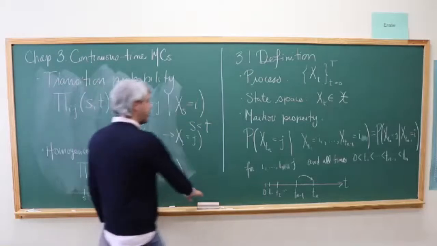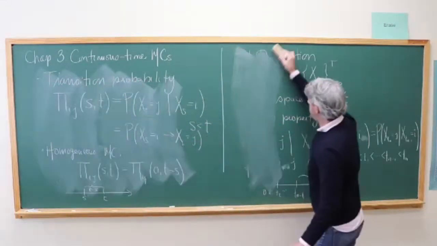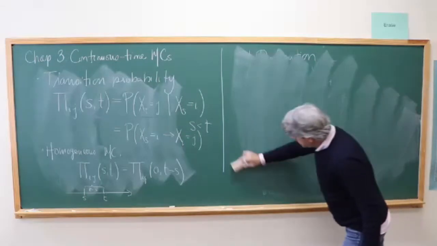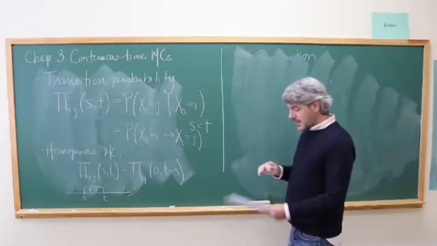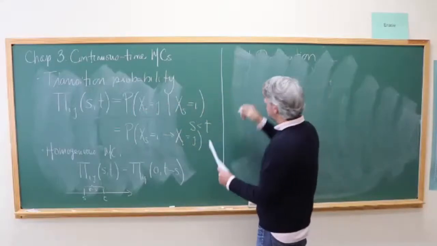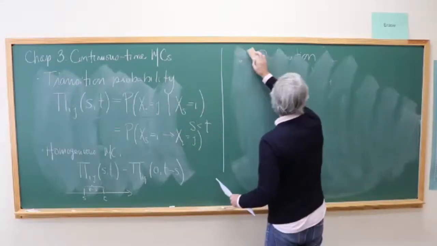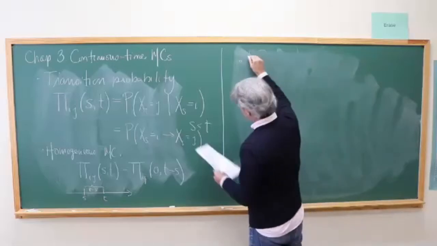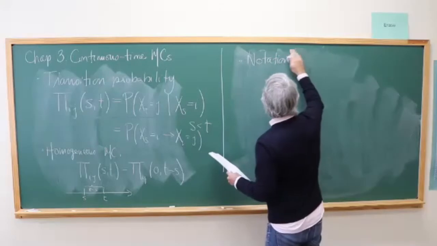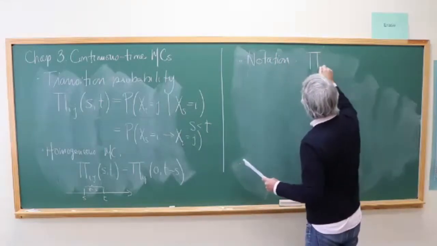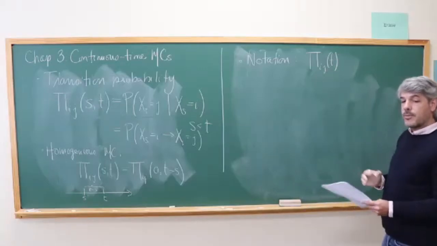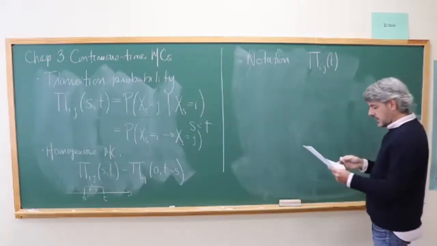So if I have this property, then what I'm going to write is this. Since the transition probability only depends on the time difference, we can dispense with having two time indices. So the notation I'll be using from now on is the following. I'm going to write now only pi ij t. So this is the probability to go from i to j in a time t, in a time difference t.